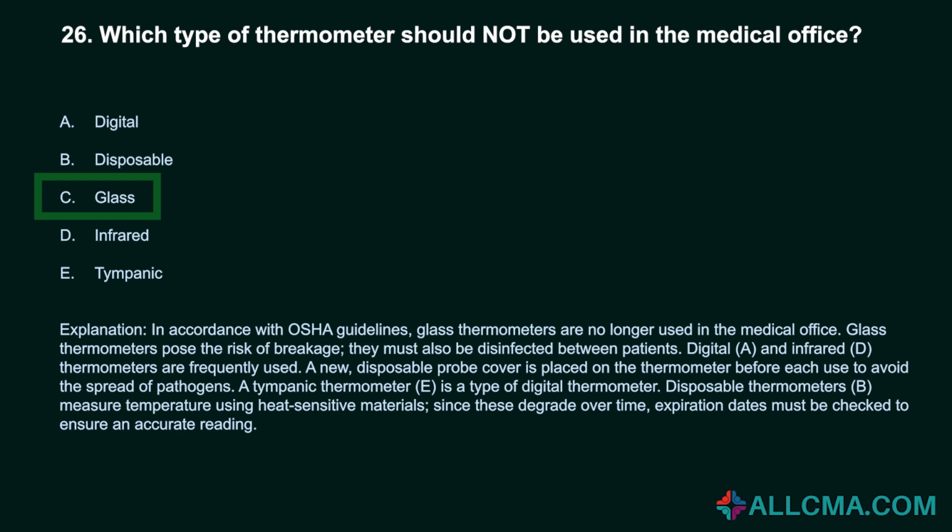Glass thermometers pose the risk of breakage. They must also be disinfected between patients. Digital, A, and infrared, D, thermometers are frequently used. A new, disposable probe cover is placed on the thermometer before each use to avoid the spread of pathogens. A tympanic thermometer, E, is a type of digital thermometer. Disposable thermometers, B, measure temperature using heat-sensitive materials. Since these degrade over time, expiration dates must be checked to ensure an accurate reading.